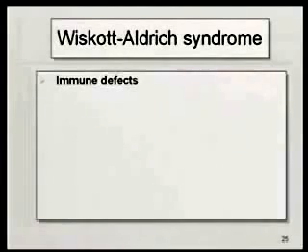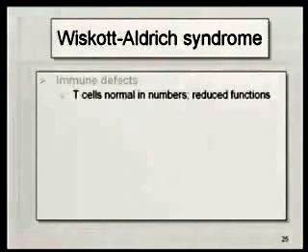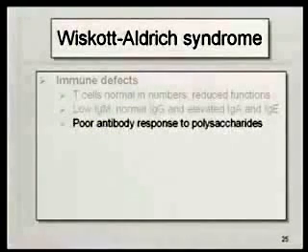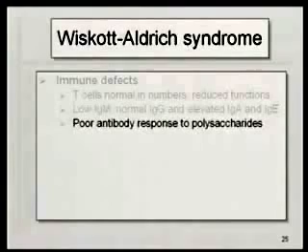Okay, immune defects in Wiskott-Aldrich syndrome: T cells may be normal in number but reduced in function. Okay, the abnormality is low IgM, but they have normal IgG and elevated IgA and IgE for some reason. How that defect is explained, I have no idea. So, they have lower IgM levels, but normal IgG, and IgA and IgE are elevated.